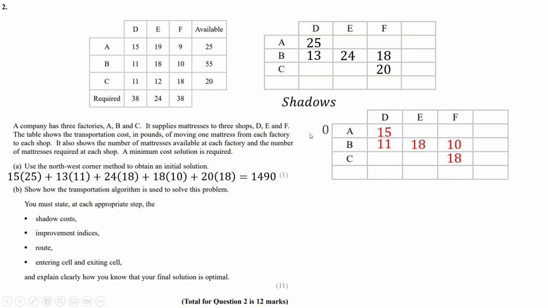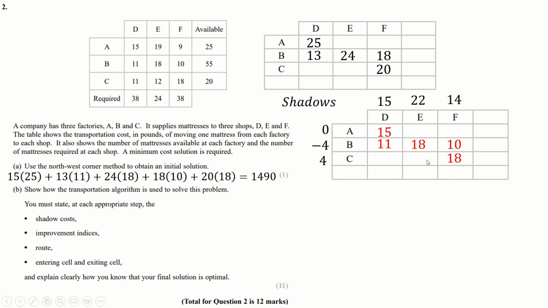Start with a 0 here. 0 plus 15 makes 15, so 15 goes there. What plus 11 makes 15, well that'll be a minus 4. What plus minus 4 makes 18, that'll be a 22. So we just want the shadows to add up essentially to make what's in here. So this will be a 14, because 14 plus minus 4 is 10. And then of course we need a 4 over here to make those two things add up.